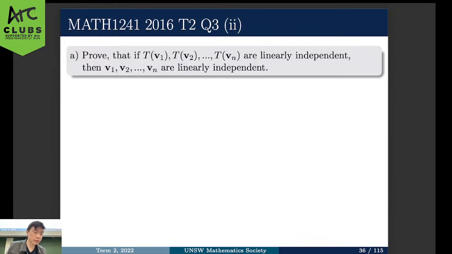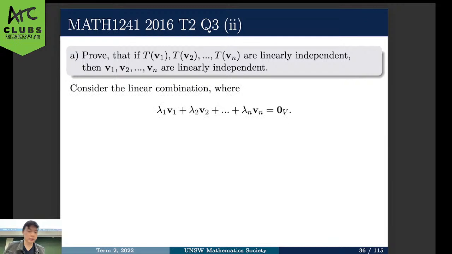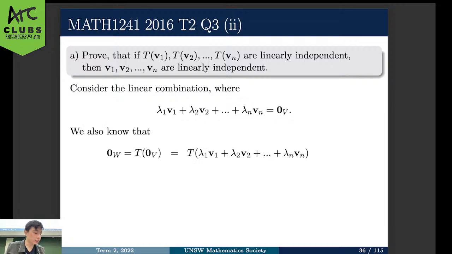So let's look at the first question. What we can do is consider the linear combination of v1 to vn when it's equal to the vector 0. And what we actually see is that first we know that the vector 0 of the codomain W is equal to the transformation of the 0 vector in V. And this is just a basic fact that we should know. It's proven in your notes as well.